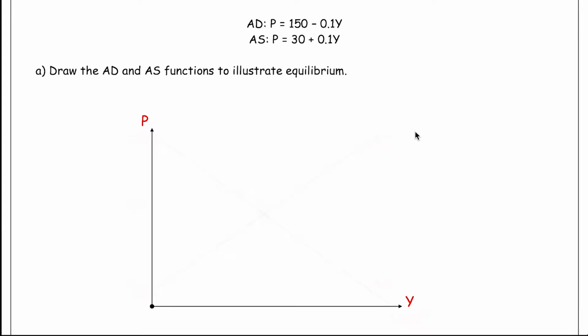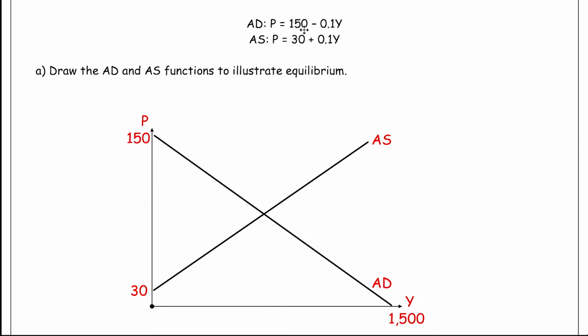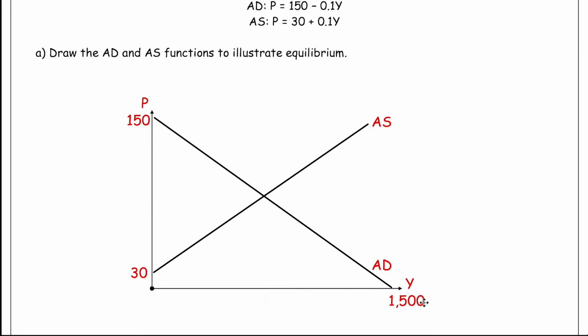So in our market diagram, we're going to illustrate an upward sloping AS function. Realize that AS is going to have a y-intercept of 30, and that's simply because when Y is 0, we can see that the price level would be at 30. The AD curve is going to be downward sloping. The y-intercept of AD is simply going to be 150, and the x-intercept is going to be at 1500. The way that I calculated this 1500 is simply by dividing 150 by 0.1. So 150 divided by 0.1, that's 1500. That's how you get the x-intercept of the graph.